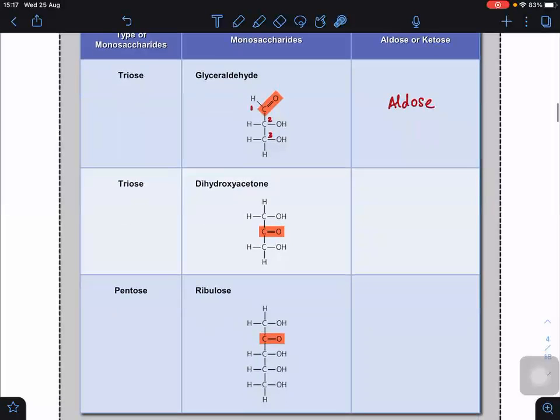Now, this one is ketose. Why ketose? Can you see that the carbonyl group is no longer at carbon number 1? As long as it is not at carbon number 1, then it is a ketone sugar, so it's termed ketose. This is carbon number 1, carbon number 2, carbon number 3. So again, a 3 carbon sugar, so we name it a triose. But the carbonyl group is not at carbon number 1, it's not at the end there. Therefore, it's termed the ketone sugar called ketose.